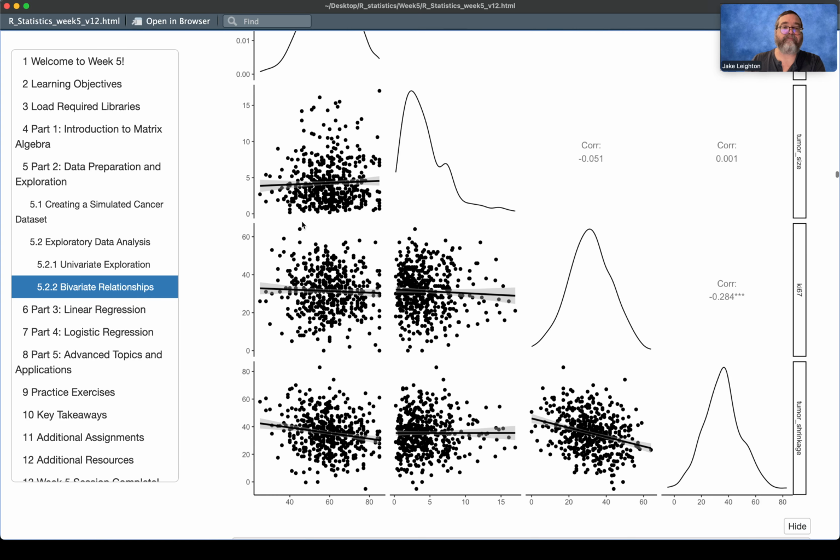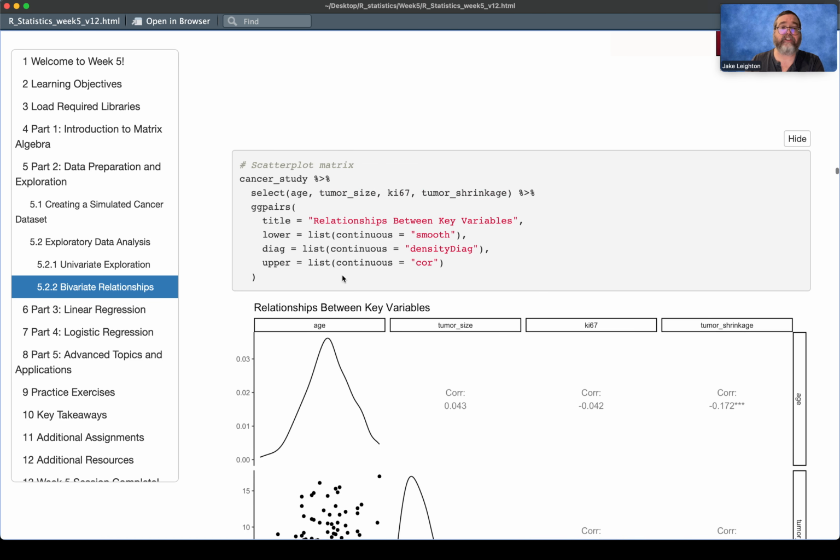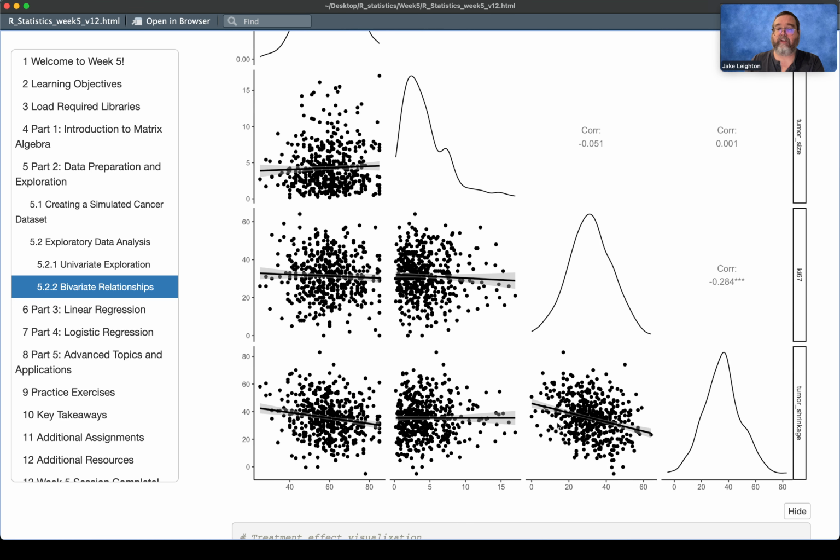And look at a quick fitting line, really quick. Just try to see some quick differences. We see basically two here. I see age and tumor shrinkage, and especially Ki-67 and tumor shrinkage are really showing an effect here.